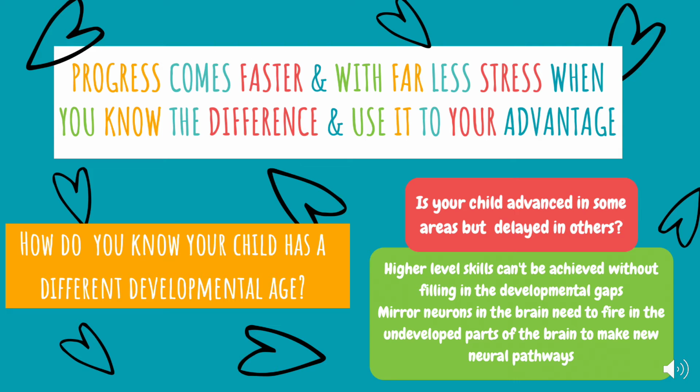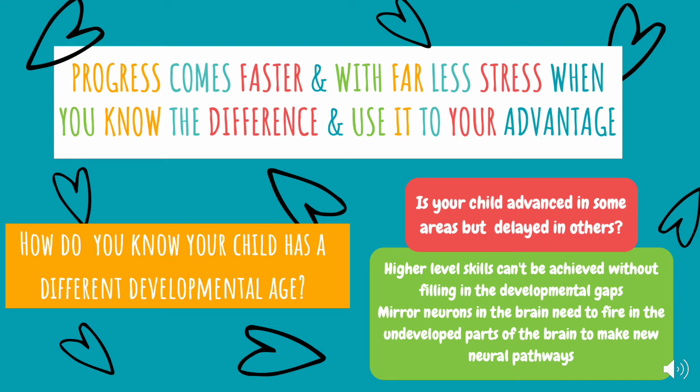So how do you know your child has a different developmental age? Well, is your child advanced in some areas or at age level in some areas, but delayed in others? So, for example, when we had Madison, my daughter, Logan was about 5. He was 5, 4.5, but he was developmentally around 18 months. We discovered that as Madison got older because he liked to do the things she liked to do, and he was really competent in them, and he really had fun.